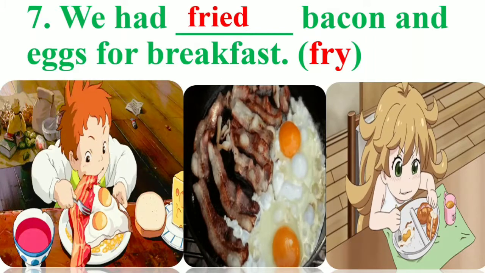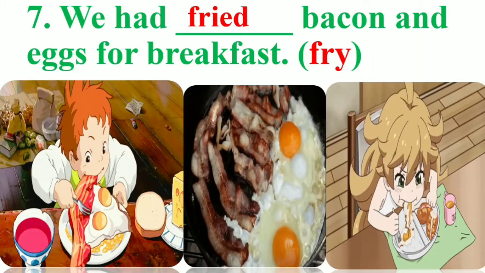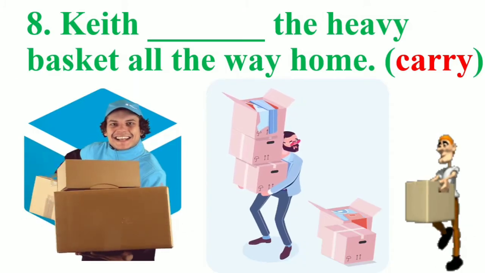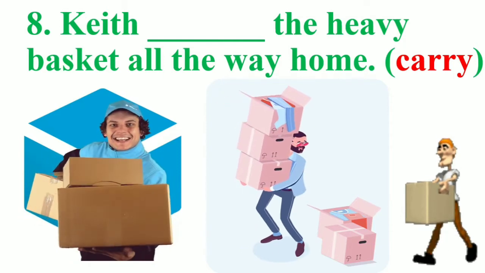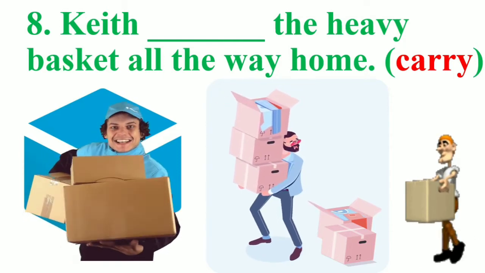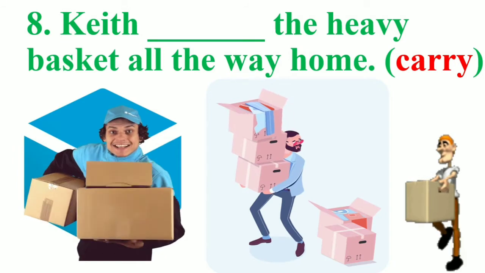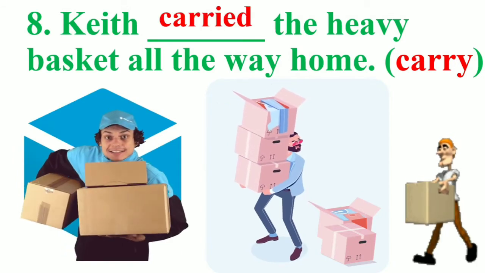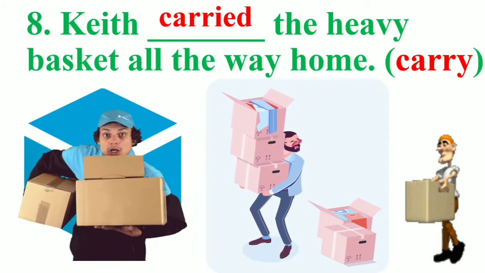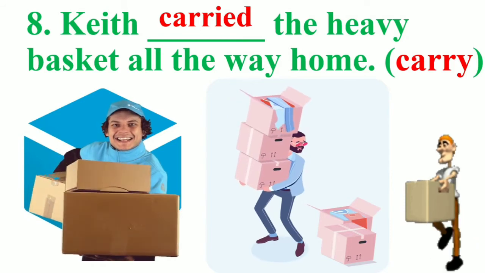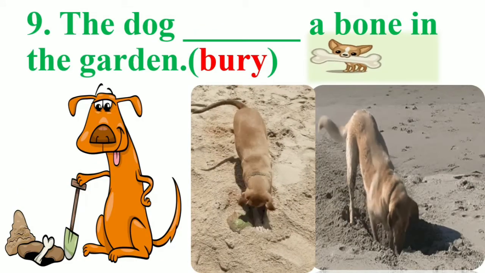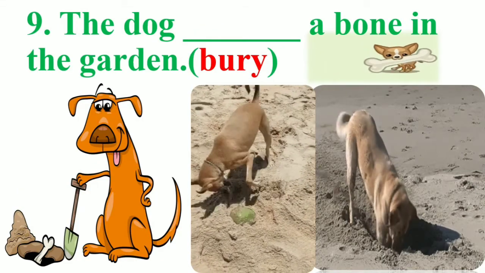Do you love bacon and egg? That's good. Now number 8. Kate dashed the heavy basket all the way home. Carry is our option. So what we are going to do? We are going to remove the Y, then add I and ed to the verb, and we have got the past form carried. And number 9, the dog dashed a bone in the garden.